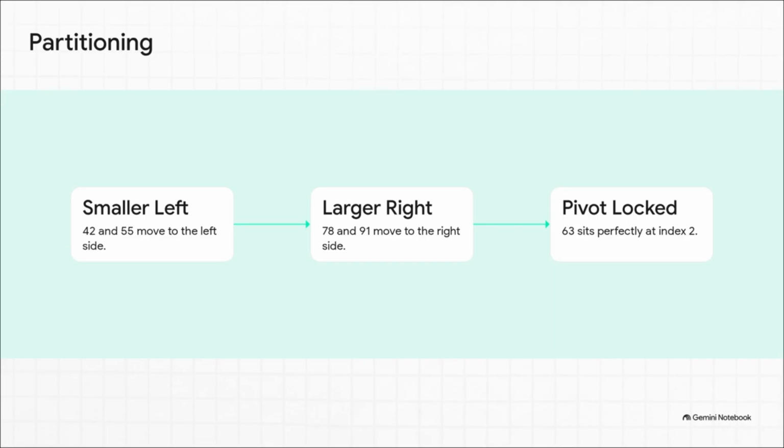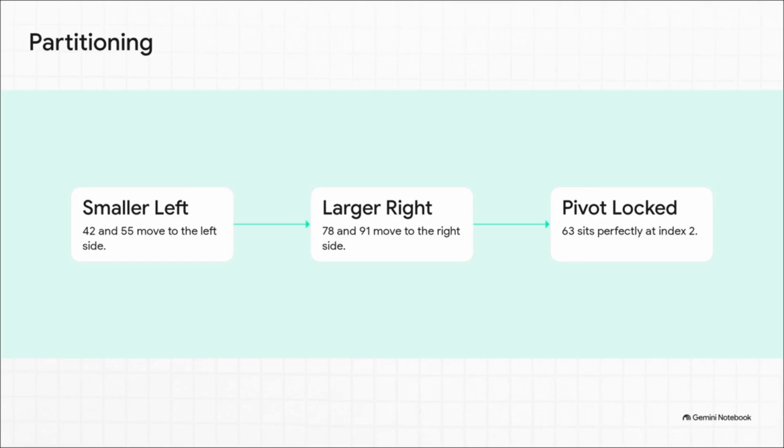If we pick the last number, 63, as our pivot, our algorithm sweeps through the array. It neatly shifts all the numbers smaller than 63, which are 42 and 55, over to the left side. Then it shoves all the larger numbers, 78 and 91, over to the right. Finally, it drops our pivot, 63, smack in the center.